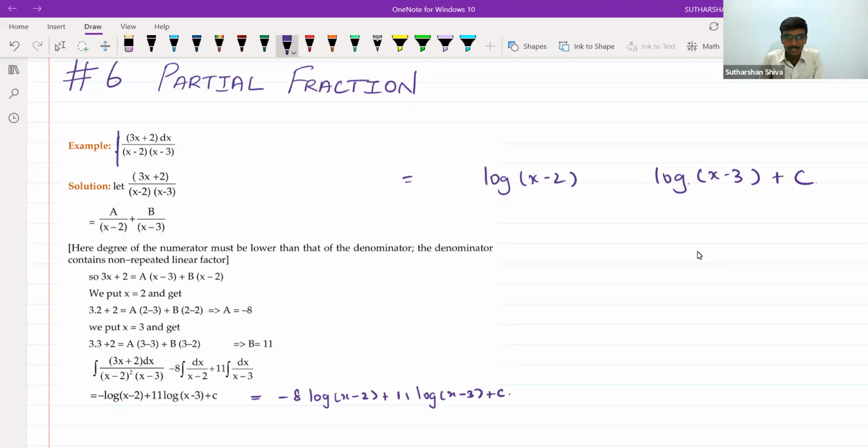It is an algebraic function, based on algebra. So what you need to do: x minus 2 equal to 0, so x is equal to 2. Substitute 2 in this equation. Substitute into 2 plus 2 divided by 2 minus 2, which is 0.